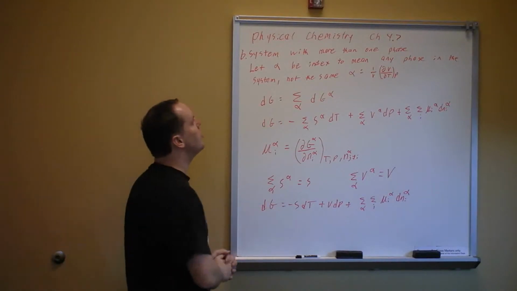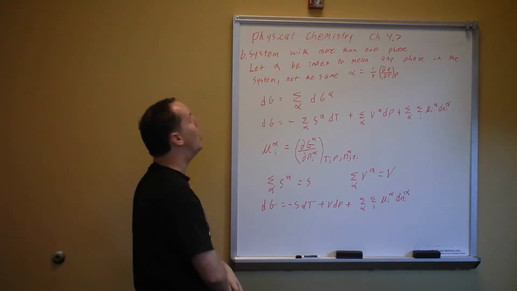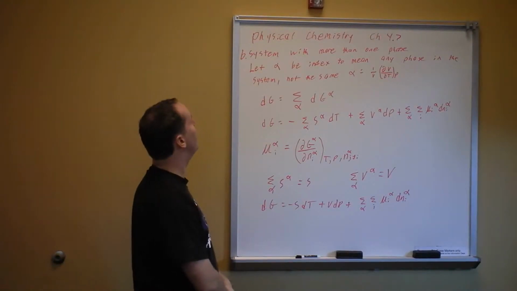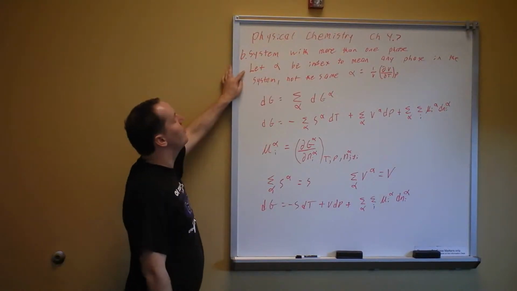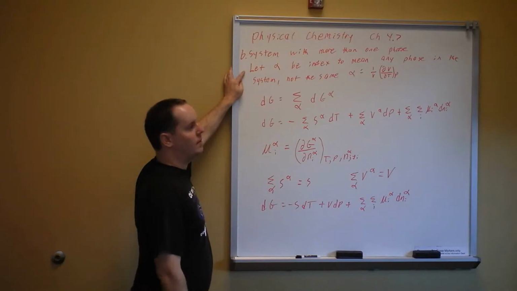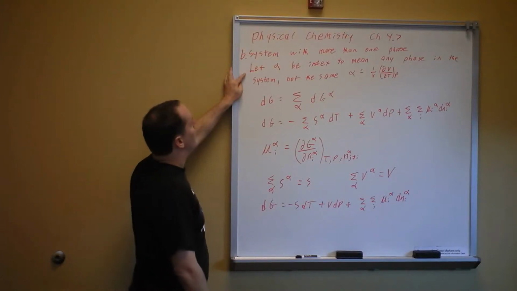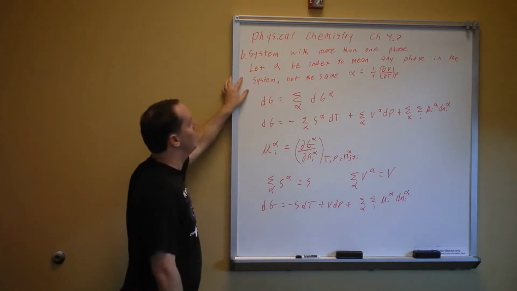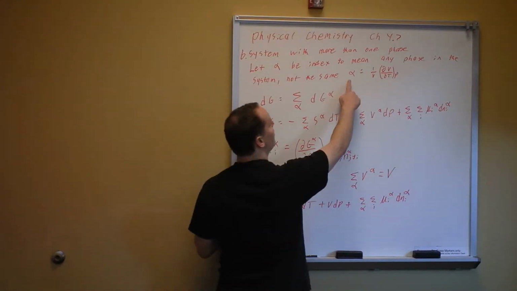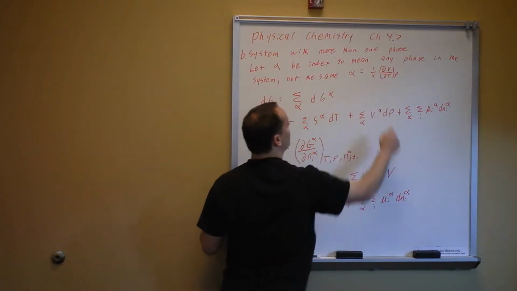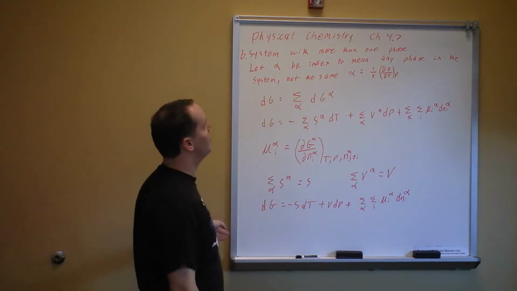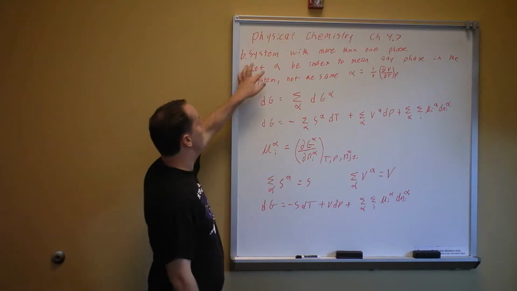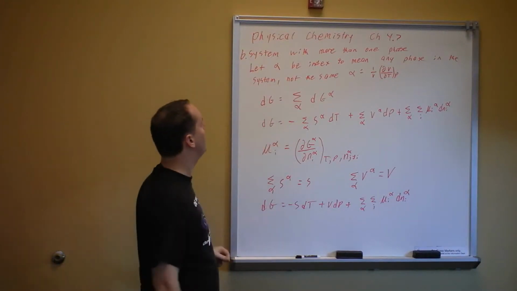Continuing on physical chemistry, chapter 4, section 7, we're talking about open systems. Now we're going to talk about what if we have a system with more than one phase. Be careful because we're going to be reusing a symbol for another meaning. We're going to use alpha as an index to mean any phase in our system. Keep in mind we already defined alpha as something else, 1 over V times the derivative of V with respect to temperature at constant pressure. It's the exact same symbol, but by context you have to know it means this index, not that.